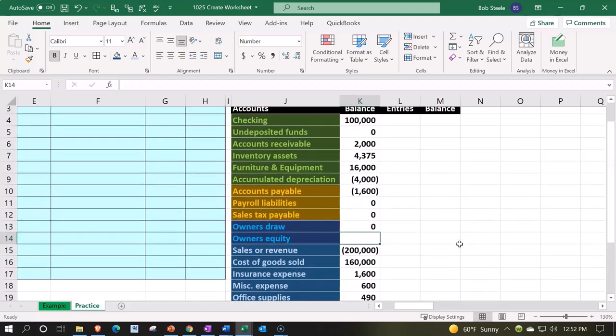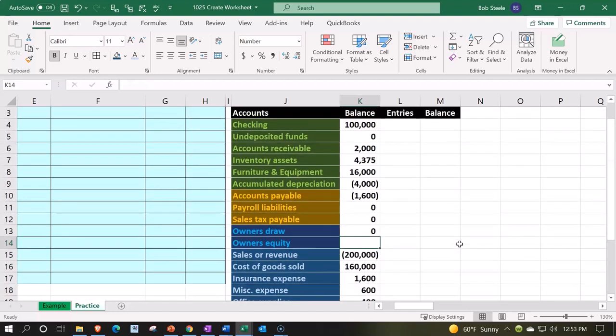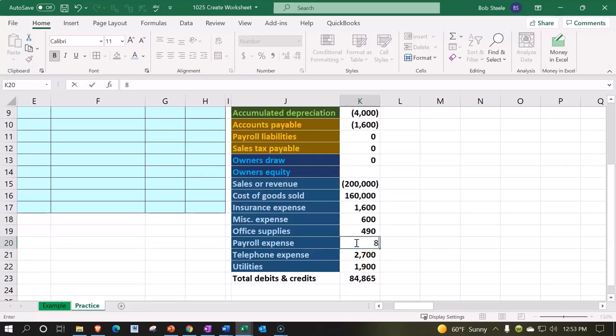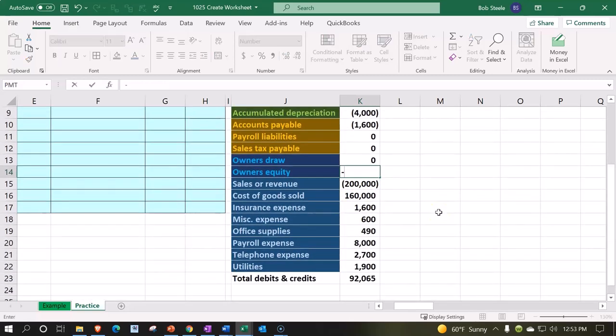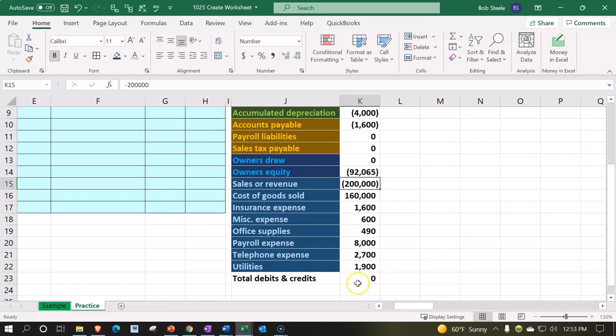Now, there's something else that's a little bit different than my practice problem, however, and that's the payroll. I'm going to make the payroll 8,000. And so now I'm going to do my thing here. Okay, now it's off by 92.65. I'm going to plug that into owner's equity. I'm just going to say, all right, that's equity, negative 92.65. Now it's in balance, the debits equaling the credits.